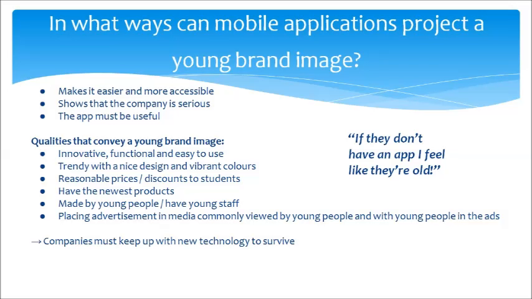The first research objective is: in what ways can a mobile application project a young brand image? Our research shows that Generation Y thinks that a mobile application makes it easier and more accessible to get in touch with the company, and it also shows that they are being serious. But it is important that the app is useful for its purpose. Special qualities to convey a young brand image are to have an app that is innovative, functional, and easy to use, as well as trendy with nice design and vibrant colors.